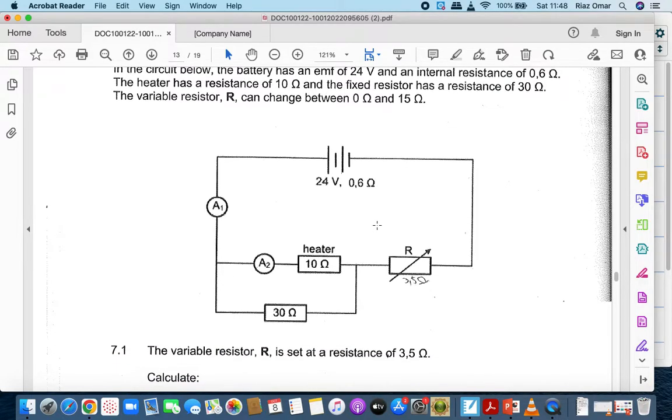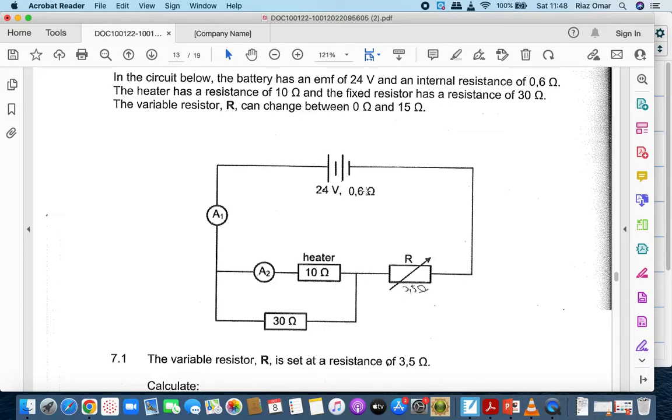So that's what we have here. A 24 volt battery, 0.6 ohms internal resistance in series, the 10 ohm heater in parallel with the 30 ohm external resistor, and the variable resistor R is set at a resistance of 3.5 ohms. Okay, so this is all the information that is given.